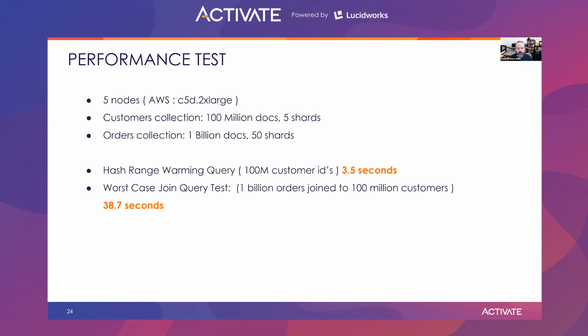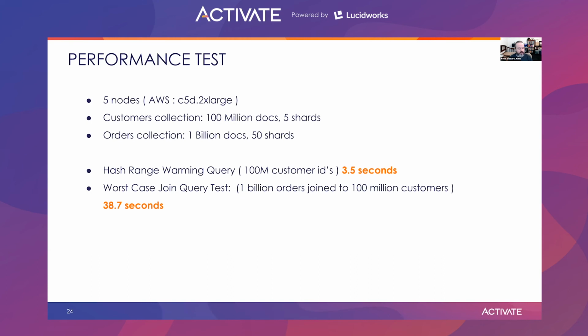So let's just talk a little bit about performance, and we'll get into some more details. We set up a 5-node cluster in Amazon using compute optimized C5D 2x large. We created 2 collections. One is a customer collection of 100 million documents across 5 shards, and an orders collection, which is 1 billion documents across 50 shards. In order to do the hash range query, the initial query to generate all those hash codes in the cache on that side, that one query took about 3.5 seconds. At that point, it's totally cached, and then it's fine.